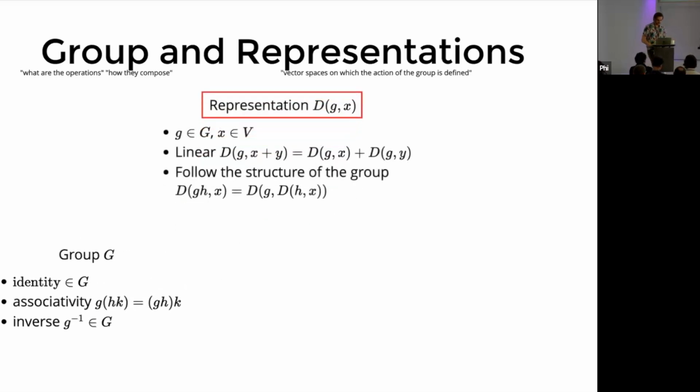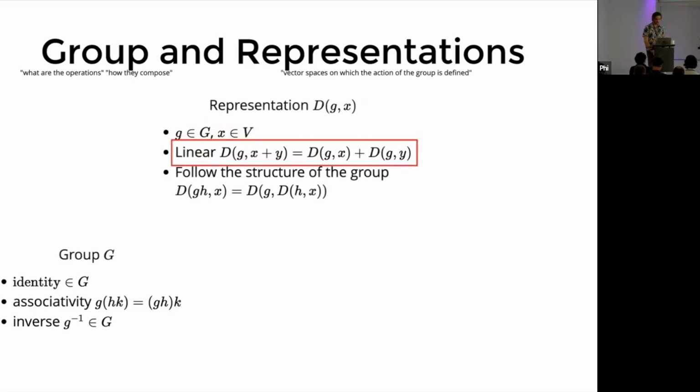Now, what's a representation? You need two things to define a representation: a group and a vector space. So this small g is an element of your group. The small x is an element of your vector space. And again, you have a set of rules you need to follow to be a representation. The first is that it's a linear operation. If g acts on x plus y, it must be equal to acting on x, then acting on y, and summing the results.